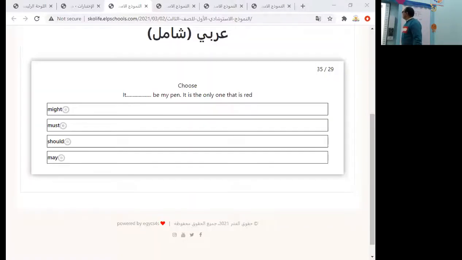Okay, let's complete it. ___ be my pen. It's the only one that's red. Might, must, should, may. Okay, so the answer here should be must. It must be my pen. It's the only one that's red. This sentence denotes that I have certain information that this pen is the only one that is red. So the answer here is must, the second one.